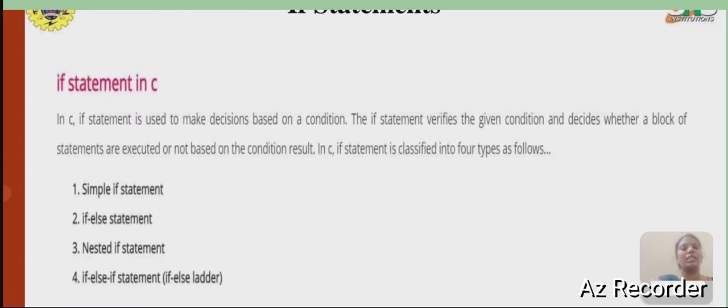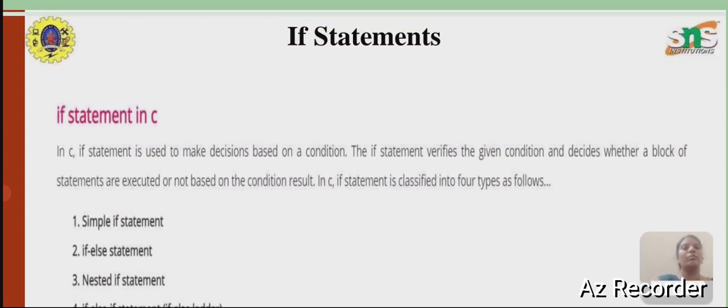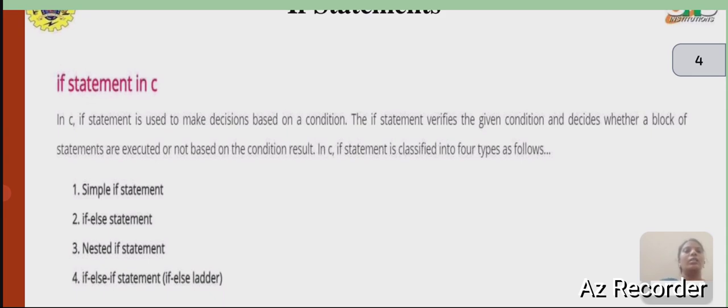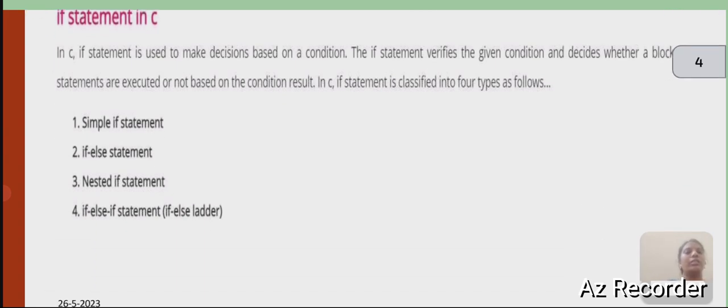The if statement in C. In the if statement we have a lot of subdivisions. It is used to make a decision based on the condition. The if statement verifies the given condition and decides whether the block of statements is executed or not based on the condition result. In the if statement we have four types: first is the simple if statement, second is if else, third is nested if else, and fourth is the else if statement.